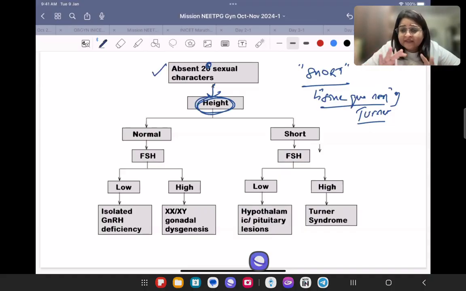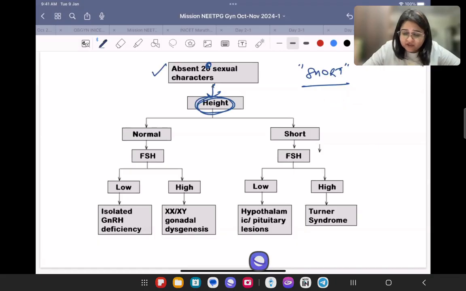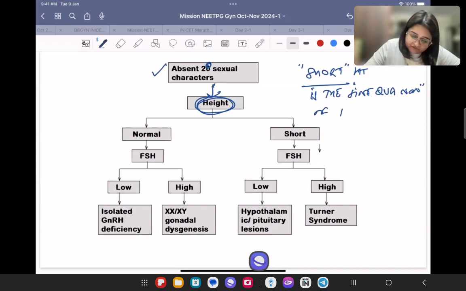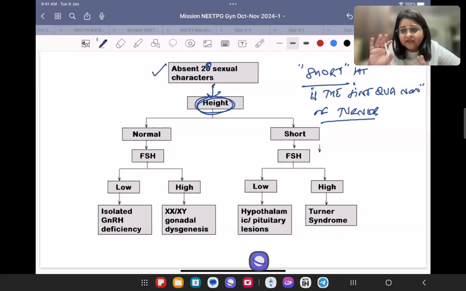That may not be there in all Turners, but all Turners are going to be short. I'm really sorry. Short height is the sine qua non of Turner syndrome. So, as soon as you read the words short height, alarm bells should start ringing that this will be Turner's. Still, we need to confirm.